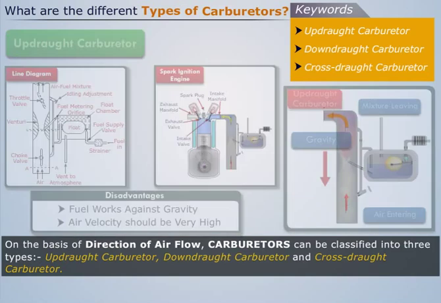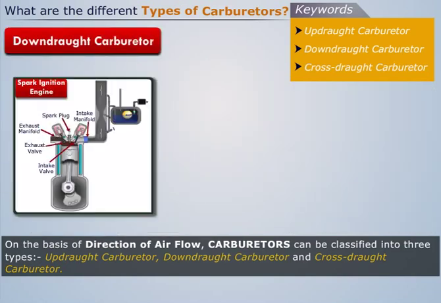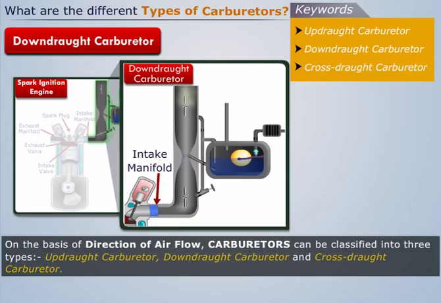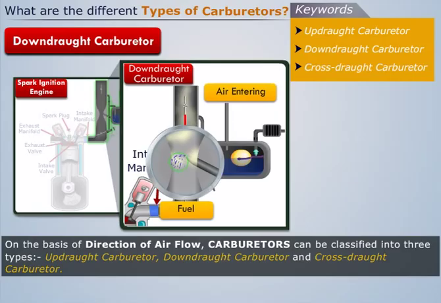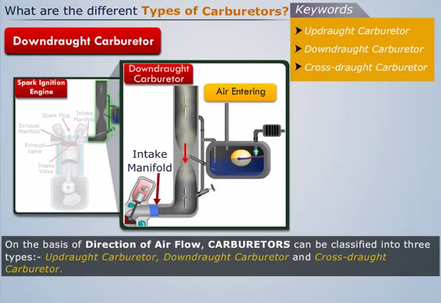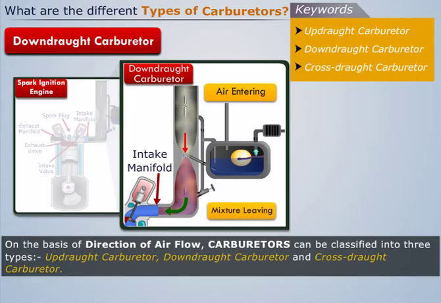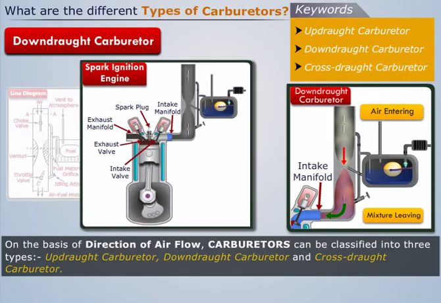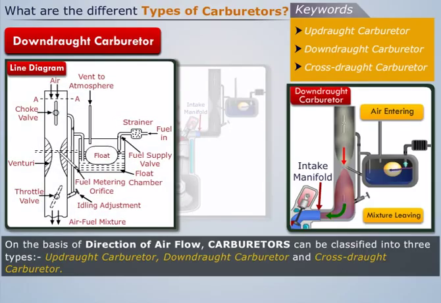speeds. In Downdraught Carburetor, the air enters from the top and the mixture leaves from the bottom. It is placed at a level higher than the inlet manifold. Its schematic diagram is. Here, fuel moves in the direction of gravity, so proper mixing takes place and air velocity is not required to be very high.